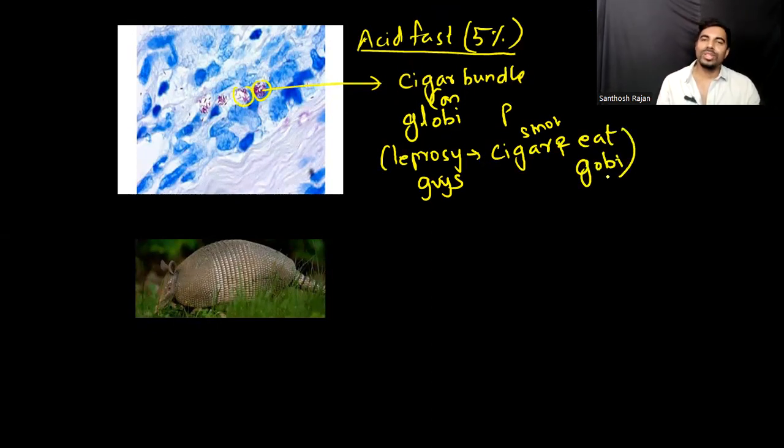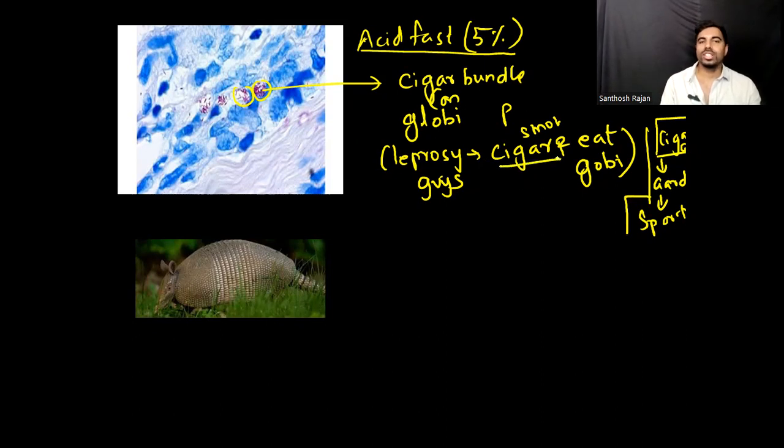Got it? Where else is the cigar bundle appearance seen? You remember? One more place where the cigar bundle appearance is seen. Sporothrix. We are going to come to that also in mycology, don't worry. Sporothrix also has cigar bundle. Another one is leprosy. The leprosy man smokes cigar and eats gobi. Just remember this.